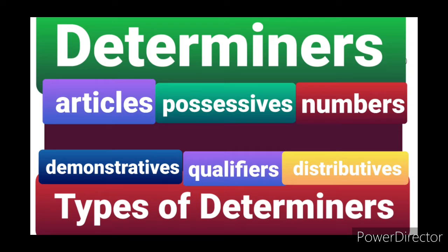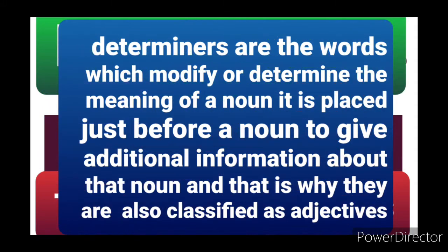Let us understand the determiners. What are the determiners? Well, determiners are the words that modify or determine the meaning of a noun. It is a word that is placed just before a noun to give additional information about that noun, and that is why they are also classified as adjectives.